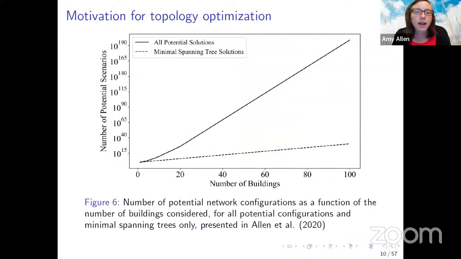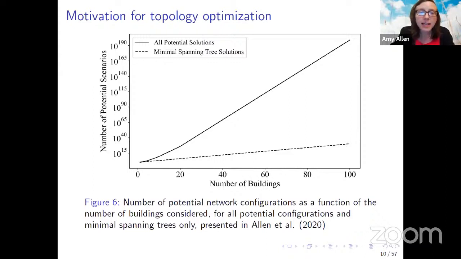This plot shows the enormous growth in the size of the search space, or the number of potential network configurations for the topology optimization problem, as a function of the number of connected buildings. And this size of the search space grows factorially as a function of the number of connected buildings. And you can see the y-axis here is on a log scale and grows to being on the order of 10 to the power of 190 for 100 considered buildings.